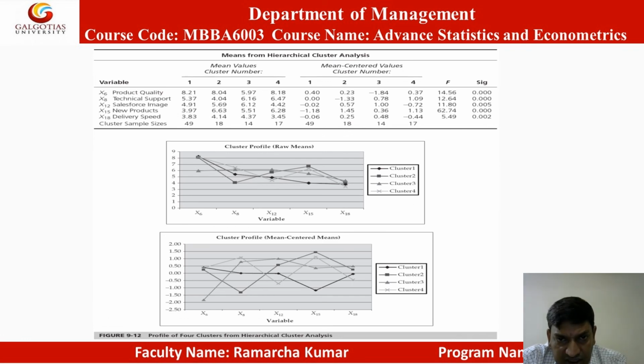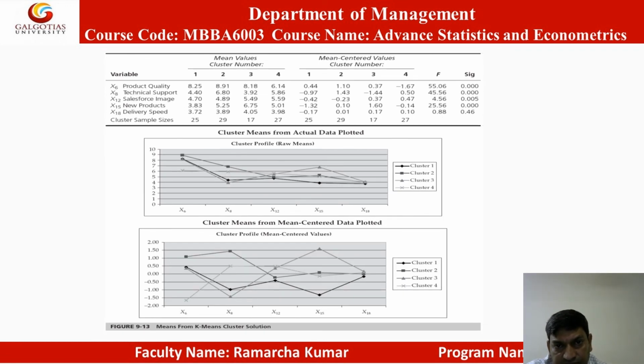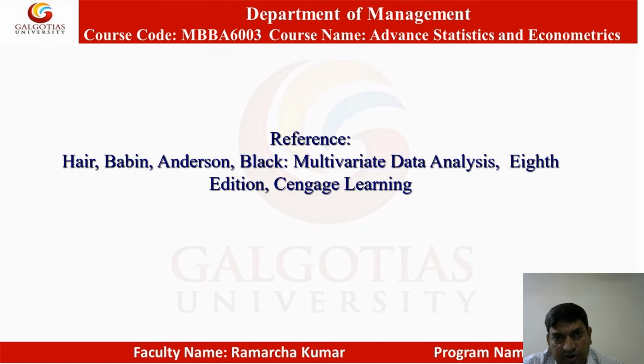So these are the results of the cluster analysis. Here you can see the mean value and mean centered value. Cluster numbers are shown 1, 2, 3, 4, 1, 2, 3, 4, and F values are shown, and the variables are product quality, technical support, sales force image, new product delivery speed. So the cluster mean for actual data is plotted, and the cluster mean from mean centered data is plotted.